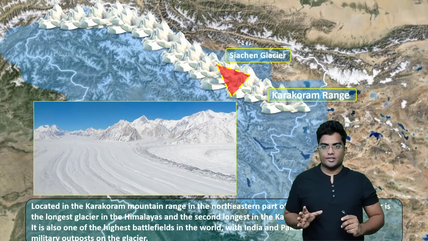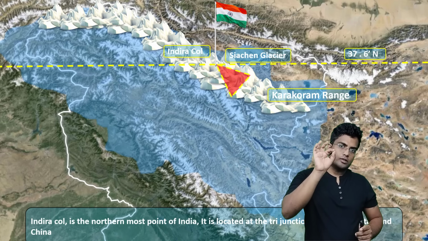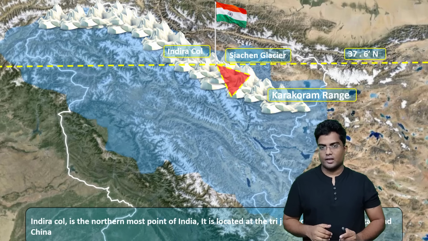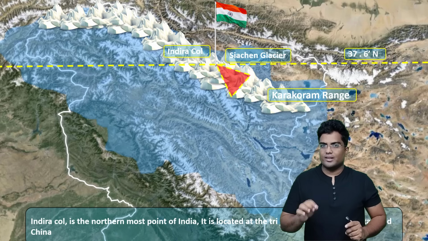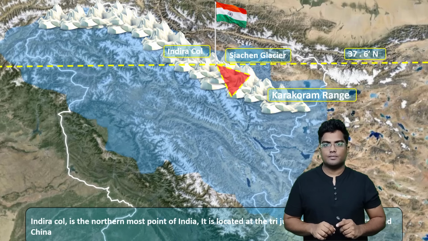If you have learned a little bit of geography, this is located around 37.6 degrees north. That's the northernmost point of India. Beyond this it's Pakistan and China. This is the extreme where India can exert its influence, 37.6 degrees north, Indra Kol. It's located almost at the top of Siachen Glacier, and Indra Kol is also the point where there is a tri-junction. You have India, China here, and Pakistan here.